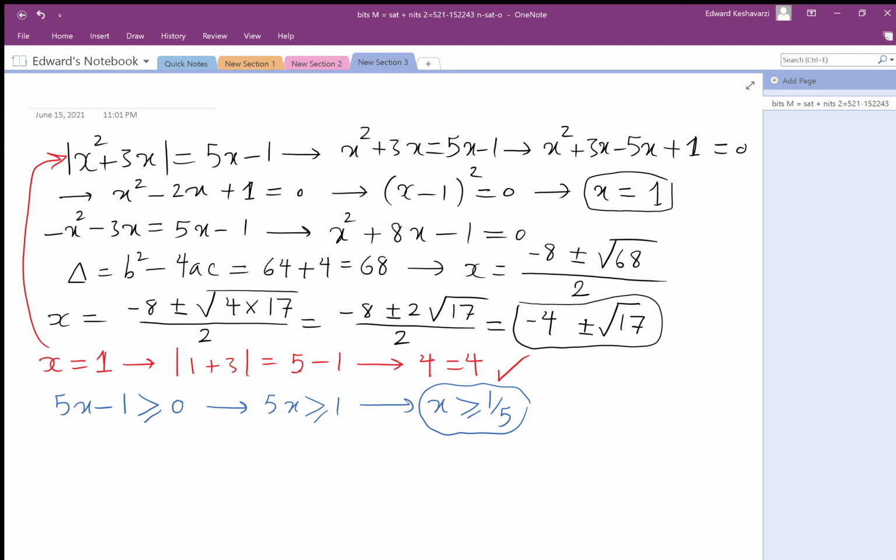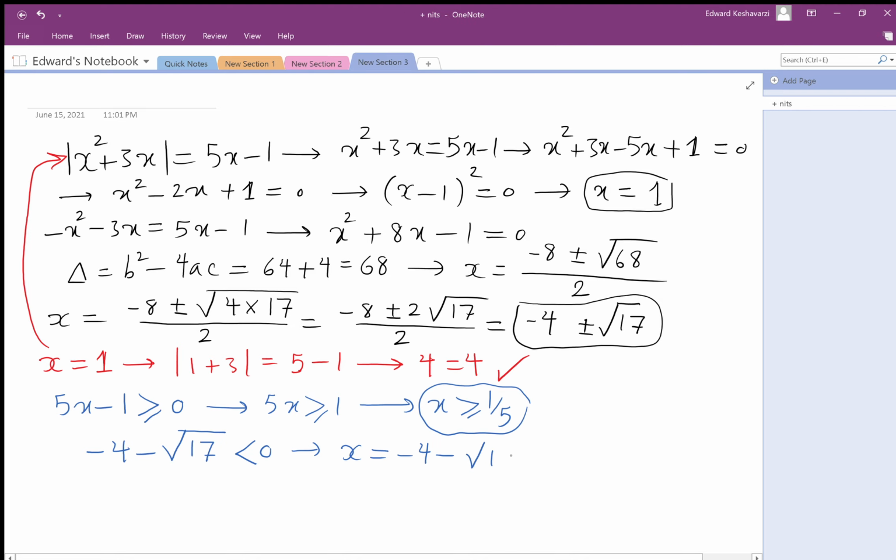Obviously 1 is larger than 1/5, so this is why 1 works. However, -4 minus square root of 17 is obviously a negative number, therefore it can't be larger than or equal to 1/5. Thus, x equals -4 minus square root of 17 is not a solution.